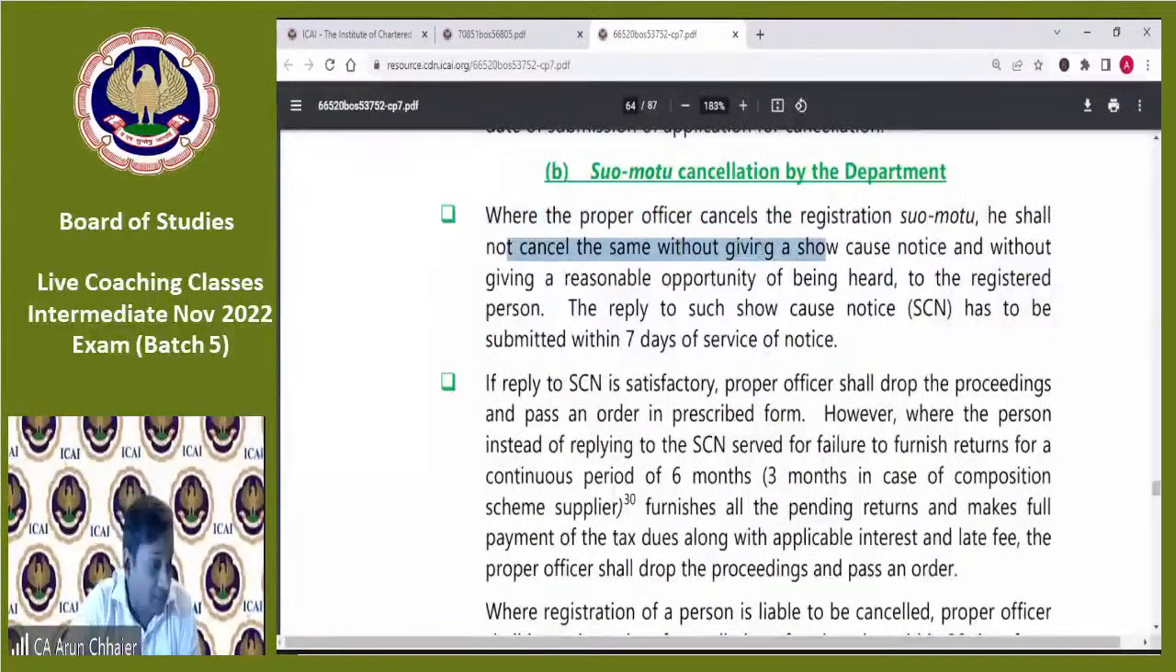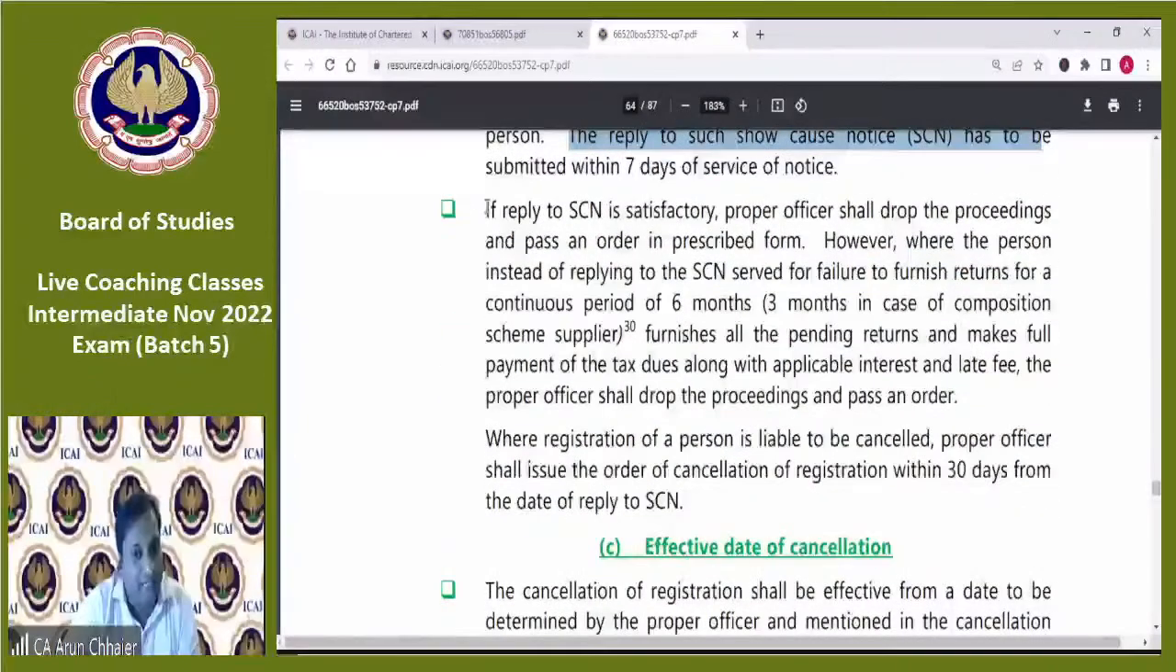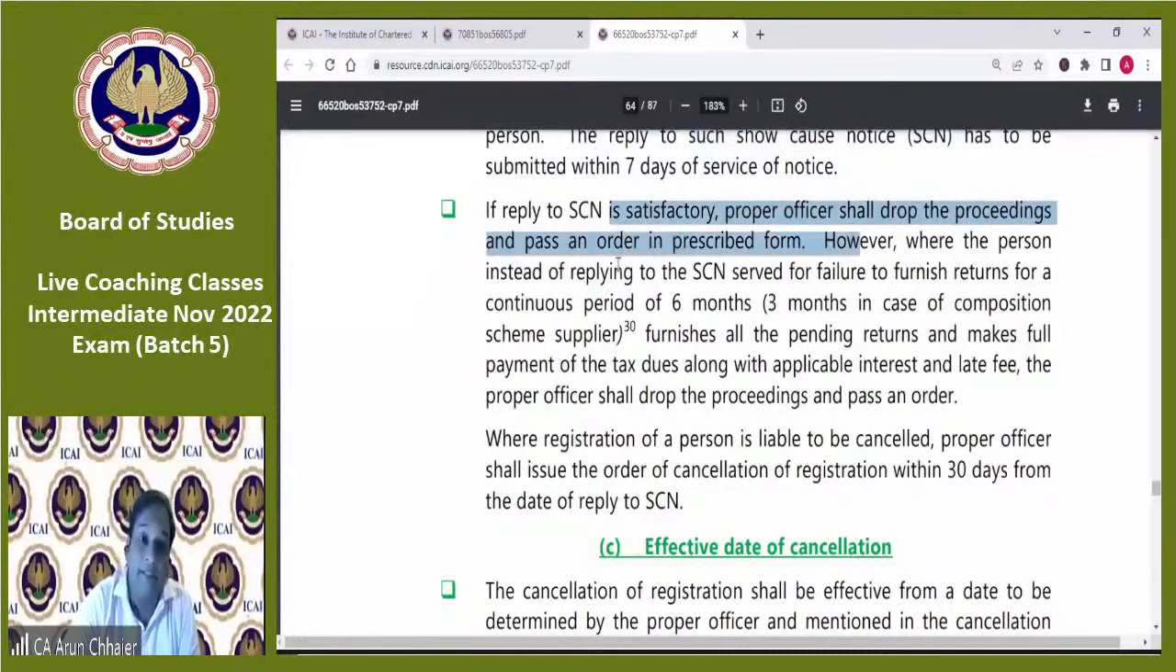He shall not cancel the same without giving the show cause notice. This is the short form of SCN. And without giving a reasonable opportunity of being heard to the registered person. The reply to the show cause notice has to be submitted within 7 days of the notice. If the reply is satisfactory, the proper officer will drop the proceeding and pass the order in the prescribed manner.